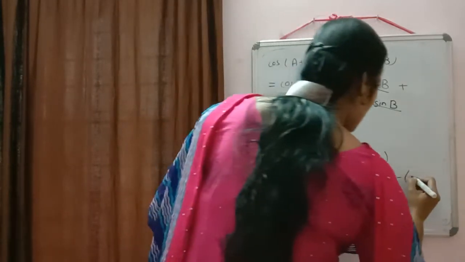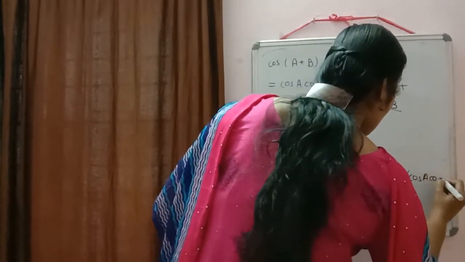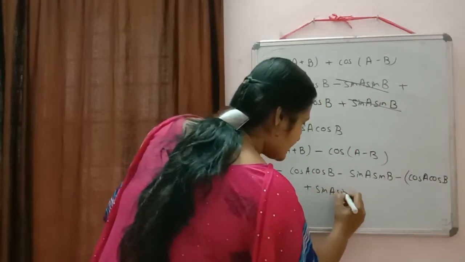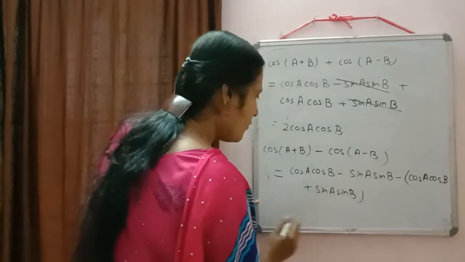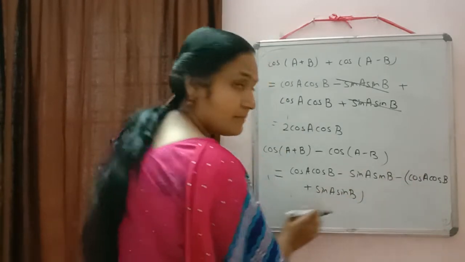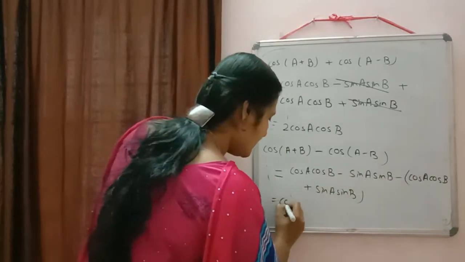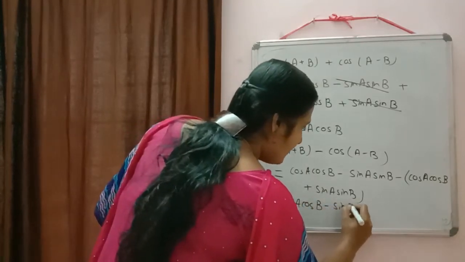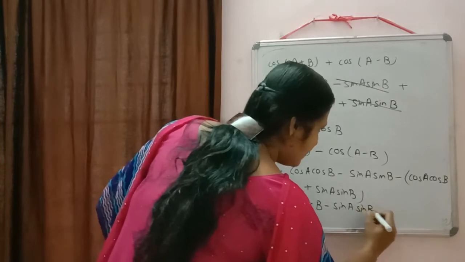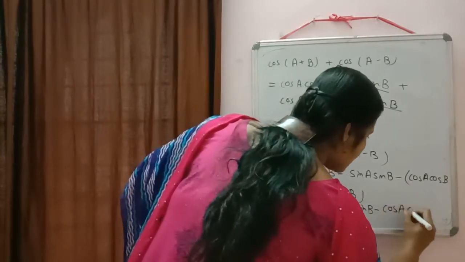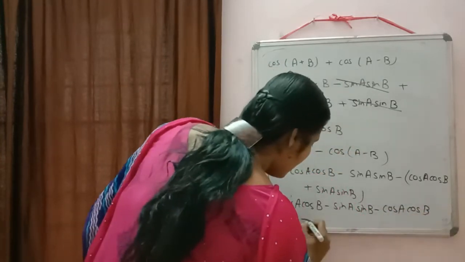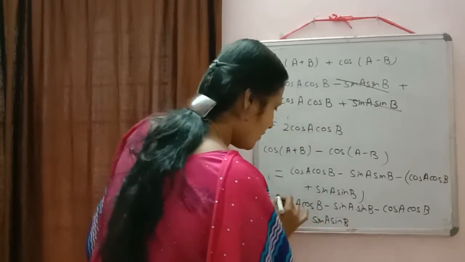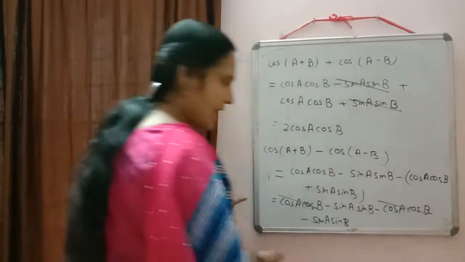Cos(A-B) will be cos A cos B plus sin A sin B. Now when we open the bracket, the negative sign gets multiplied inside. Then it will be equal to cos A cos B minus sin A sin B minus cos A cos B minus sin A sin B. So cos A cos B will get cancelled.